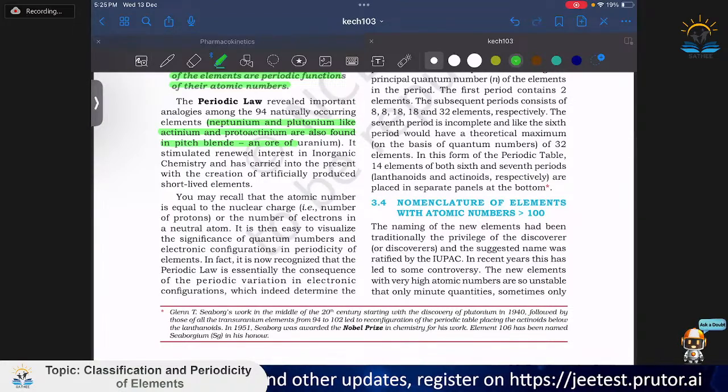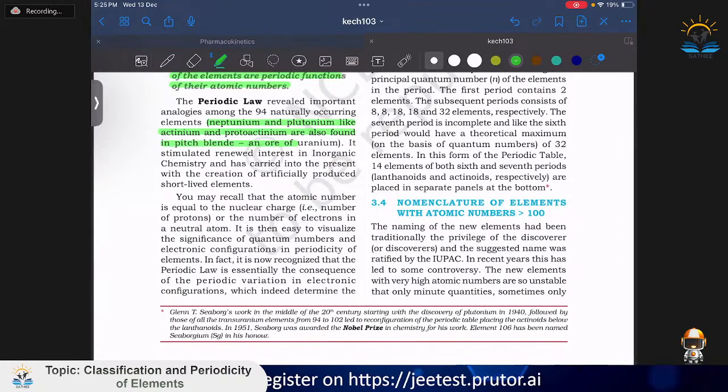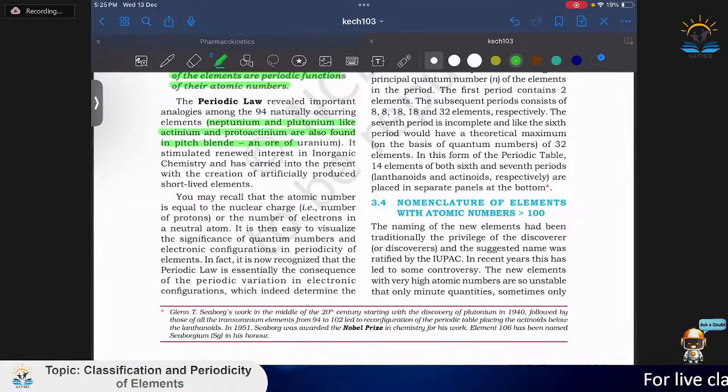So we cannot say, unlike the previous statements like 114 elements discovered, here you need to remember that 94 are not discovered. They are naturally occurring elements. Here they say neptunium and plutonium, like actinium and protoactinium. All four of these are elements. Okay. And these are found in pitchblende, an ore of uranium.